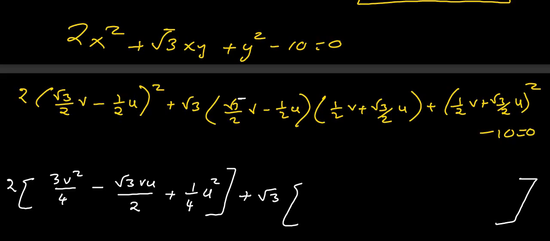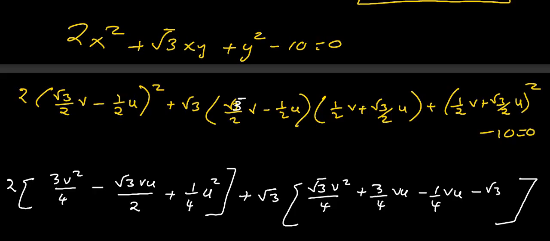So this times that, this is root 3 times 1 over root 3. This guy here times that gives me root 3 v squared over 4. Then this times that gives me plus 3 over 4 vu. Then this times that gives me minus 1 over 4 vu. The last one is negative, this times that gives us root 3 over 4 uv again.